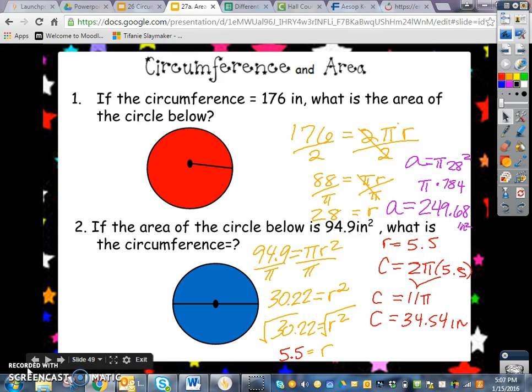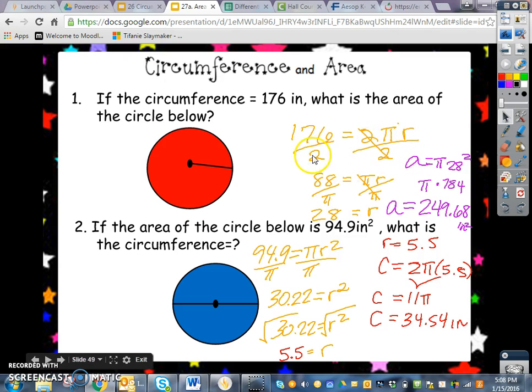So let's get started. If the circumference equals 176 inches, what is the area of the circle? So we're given the circumference is 176, because we know that 176 equals the circumference, and circumference equals 2 pi r. Okay, now we're trying to find the radius, the r. So that means that we're going to have to solve for that. Everything else next to r has got to go. So we're going to divide by 2 on both sides.